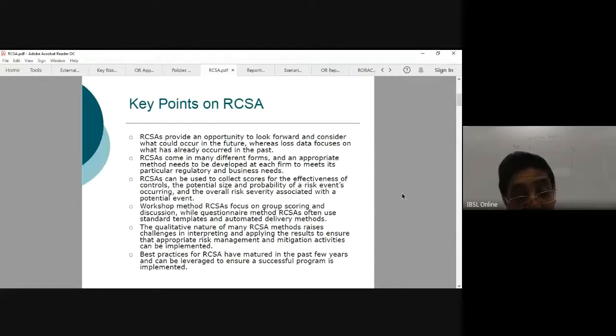There's a thing called workshop method. Now, I think in most organizations, the workshop method is used to implement RCSA. And there, the scoring is done through groups. And there's another method called questionnaire method. They have to use standard templates.